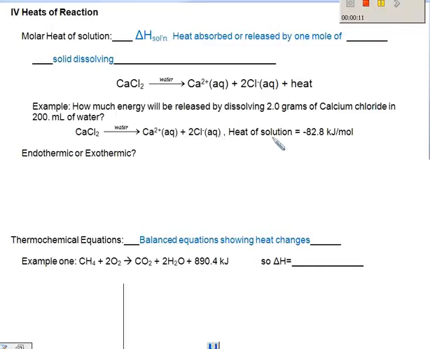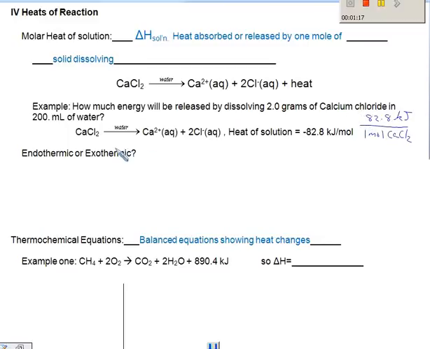And we're told that the heat of solution is negative 82.8 kilojoules per mole. We can read this as 82.8 kilojoules are released for every 1 mole of CaCl2, calcium chloride. So that's how that's read. Now, I've taken care of the sign because since we're doing released, that makes the negative sign disappear.